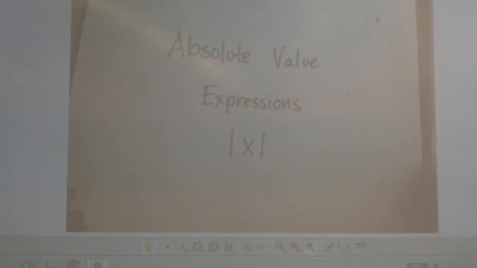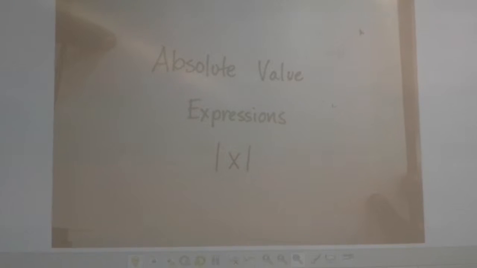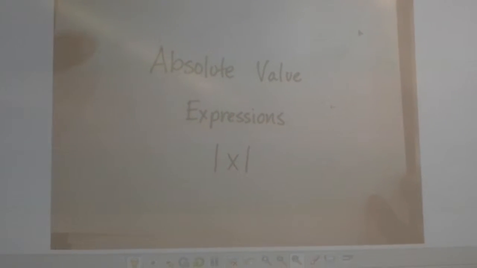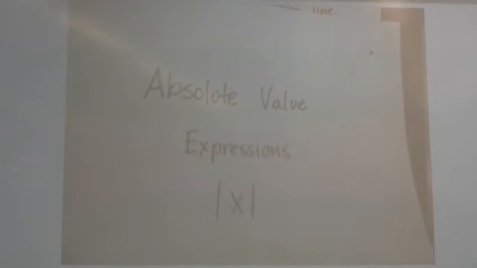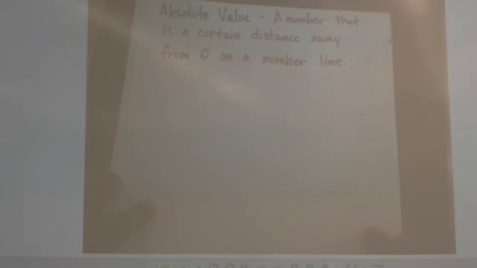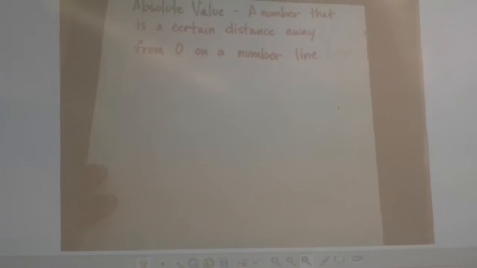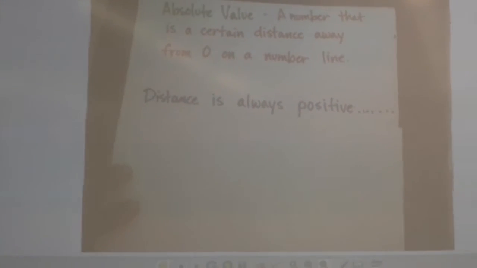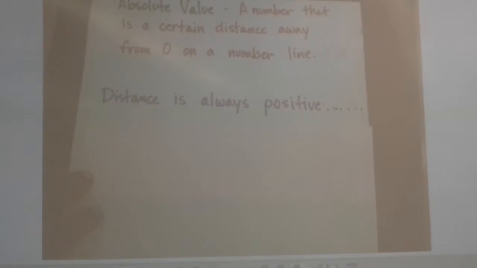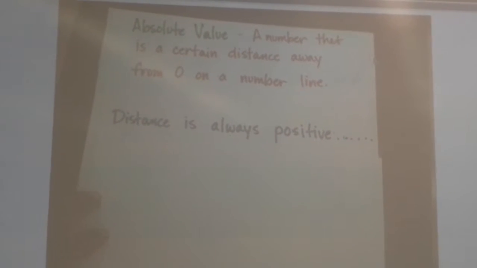Absolute value expressions. Today we're going to talk about absolute value and how they can be solved within an expression. First, let's talk about absolute value. The definition of absolute value is a number that is a certain distance away from zero on a number line. Remember, distance is always positive. No matter what, distance is always positive.